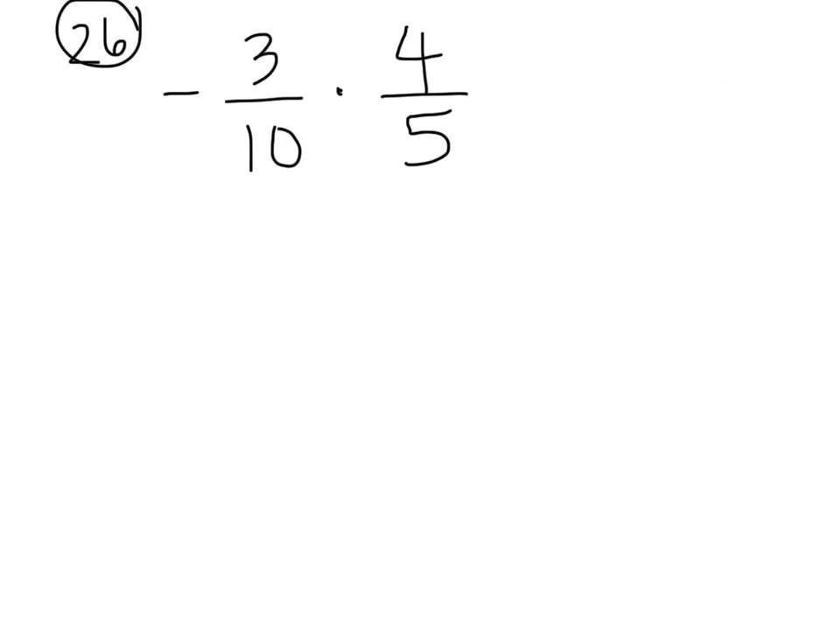Number 26, -3/10 times 4/5. So I'm going to see if I can cross simplify. I can cross simplify, divide the 4 and 10 both by 2. Then I multiply my numerators, multiply my denominators. I have a negative times a positive. My answer is -6 over 25.